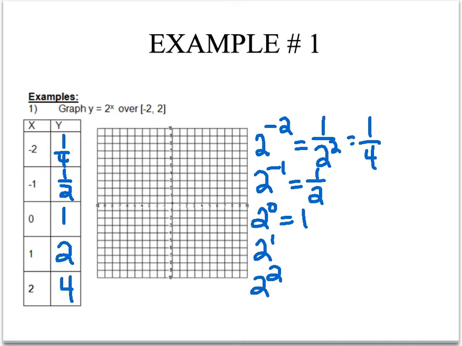So when I graph this, it's going to go through the point 0, 1, and then the values on the negative side are going to start to get really, really close to the x-axis, but they're never going to quite touch the x-axis.